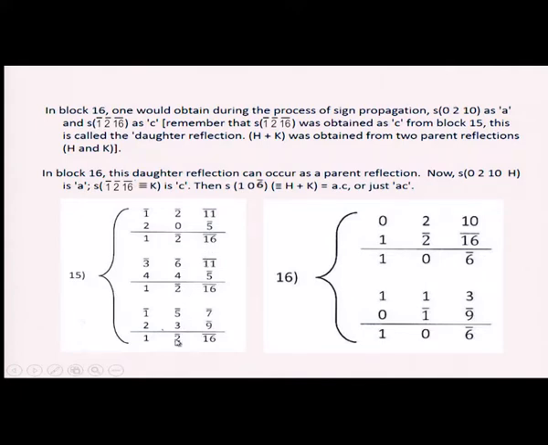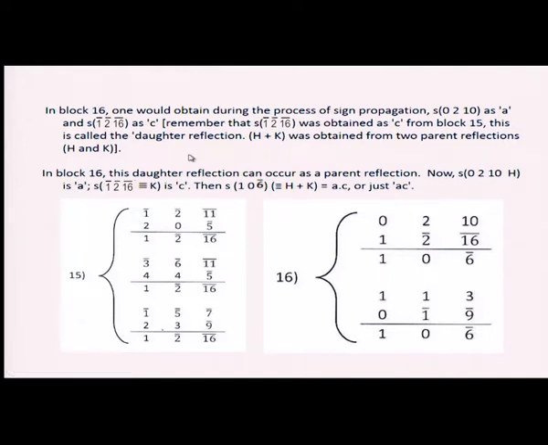The same daughter reflection can also be obtained by different means. 3 bar 6 bar 11 bar is a reflection, 4 4 5 bar is a reflection. When you add, you get this. In the same way, assuming you know the signs of 1 bar 2 bar 11 bar and 2 0 5 bar, we have seen that the sign of H plus K is simply the product of the signs of reflection H and reflection K.